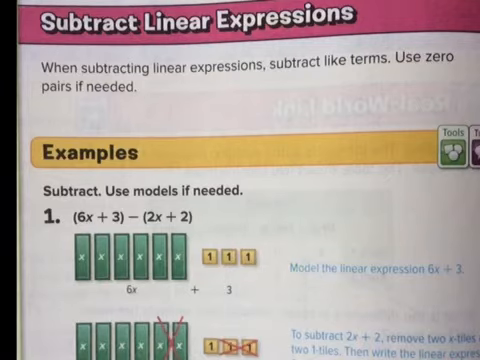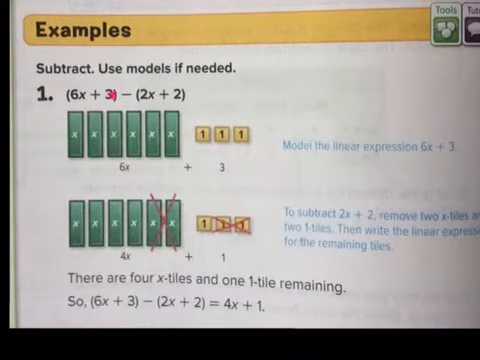A key concept to remember on the next page is when subtracting linear expressions, subtract like terms. Use zero pairs if needed, so you might have a zero placeholder. Example 1. Again, we have our expressions, but this time we're not adding, we are subtracting. We have 6x's over here and 2x's over here. I have to lay them out. From my 6x's, I'm going to take away 2 of them. Plus 3 plus 2, really a positive 3 and a positive 2, but I'm taking away that 2, so it's 3 minus 2. I have 4x's left and 1.